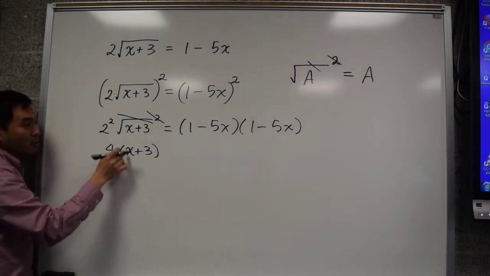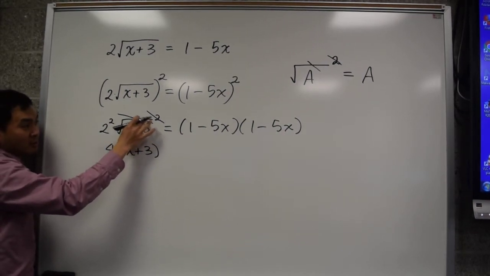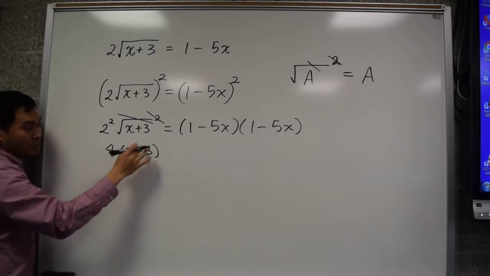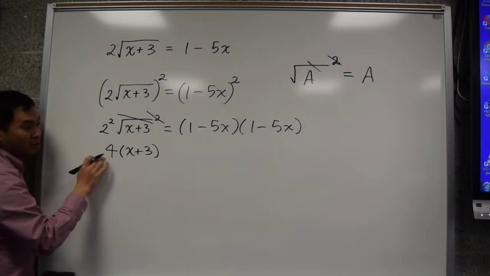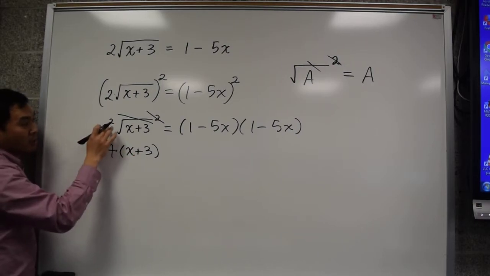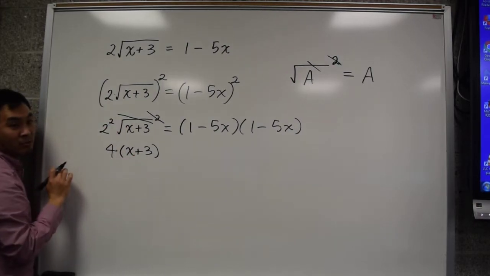So make sure that when some things are simplified together, you put the parentheses so that when another number is multiplied, it's going to be multiplied to the entire thing. Okay? And 2 squared is 4. That's why I wrote down 4 here.